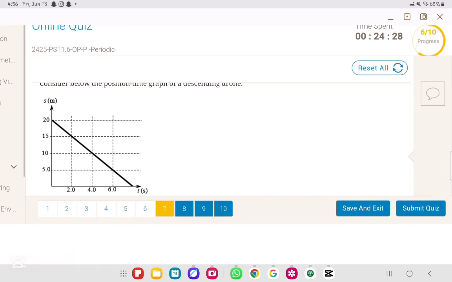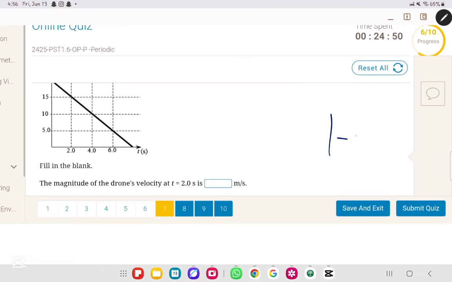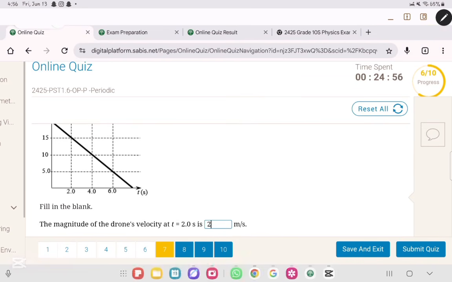Right? So choose any 2 points of the slope. We can choose this point over here and this point over here. So it's going to be 20 minus 5 over 0 minus 6. Put it on your calculator, and you're supposed to get an answer which is minus 2.5. However, since they want the magnitude, we will put it in absolute value. And then it will become what? It will become 2.5 meters per second.